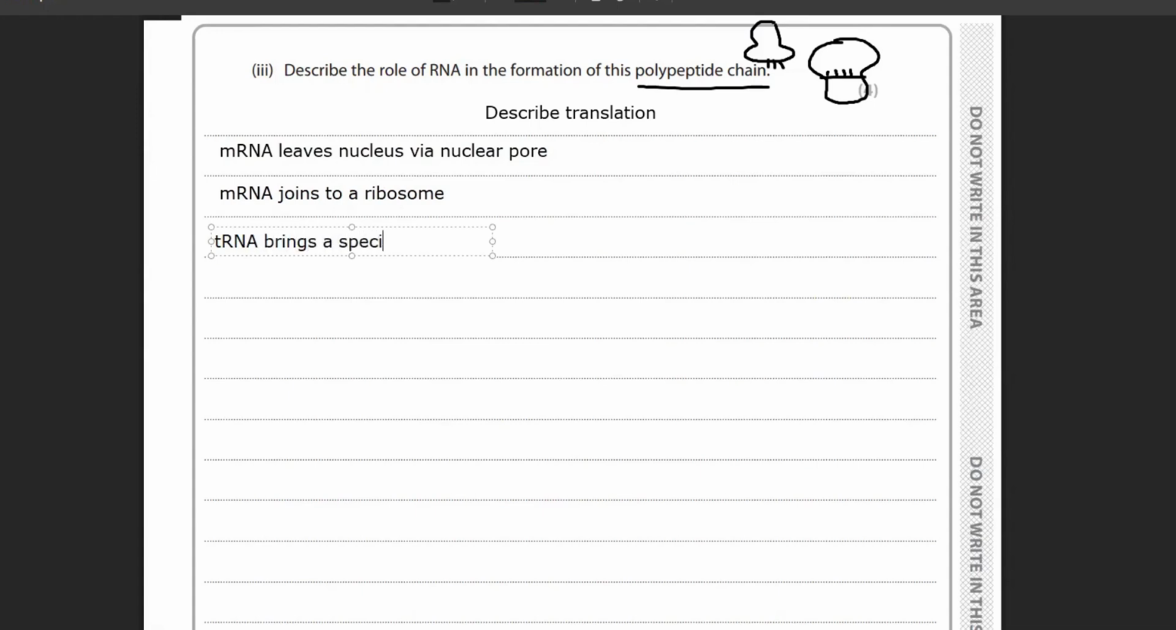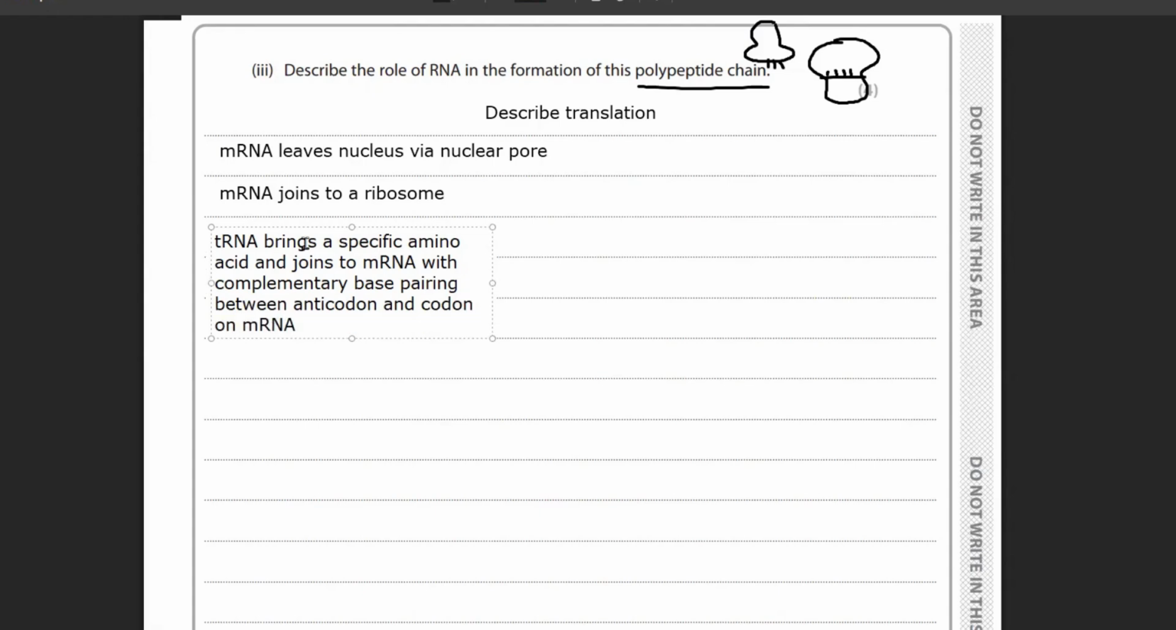of mRNA and tRNA. Then tRNA brings a specific, we need that word, amino acid dependent on the mRNA codon. And we can also say that the tRNA joins via its anticodon to the codon on mRNA. So the anticodon is on the tRNA and the codon is on the mRNA, and they complementary base pair. That's definitely a mark, probably 2 marks.